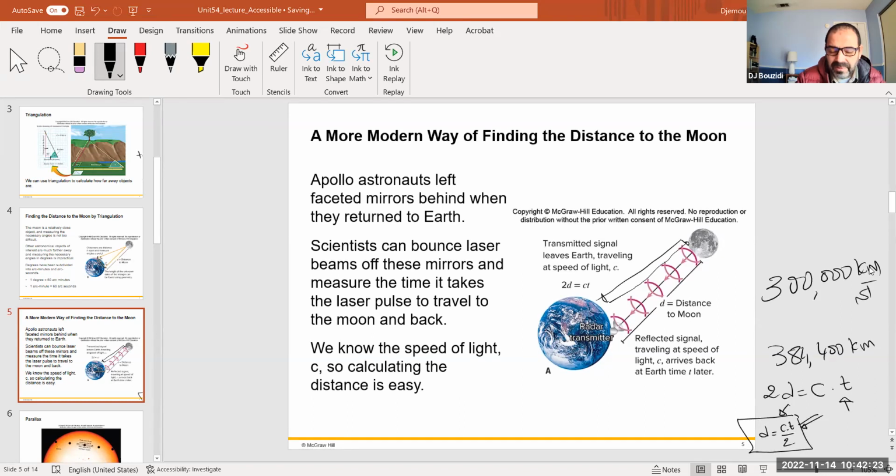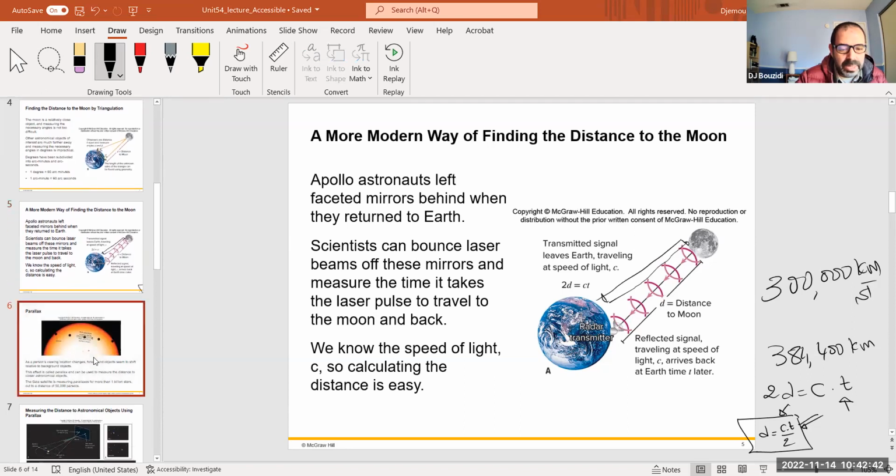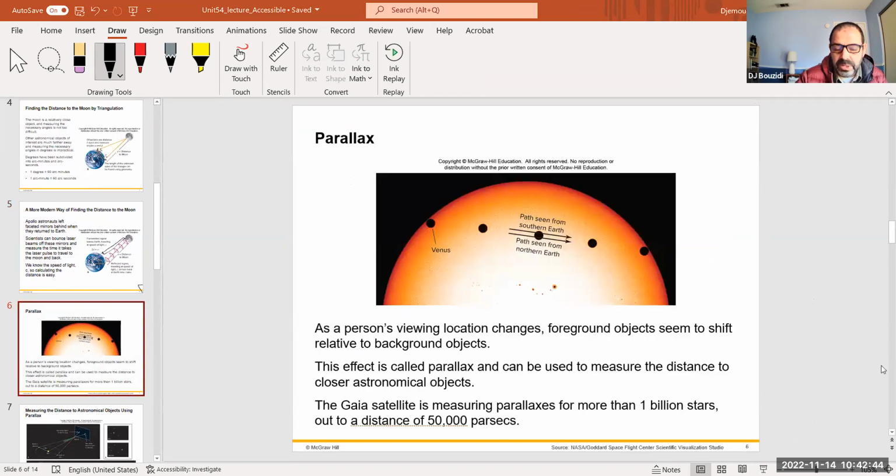For any other object, at least if they're nearby, for example Venus, you can do something similar too, as long as you can send a beam of light that doesn't disperse over time and reach that object and come back. This is for nearby objects. Again, this is the same technique used for the parallax in the case of Venus through its passage in front of the sun.